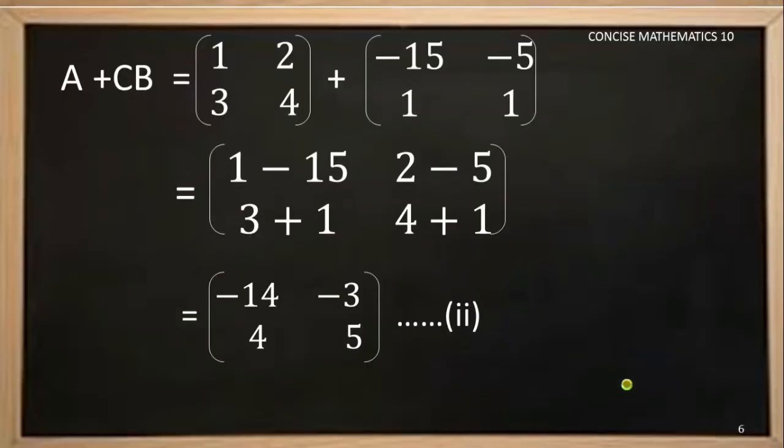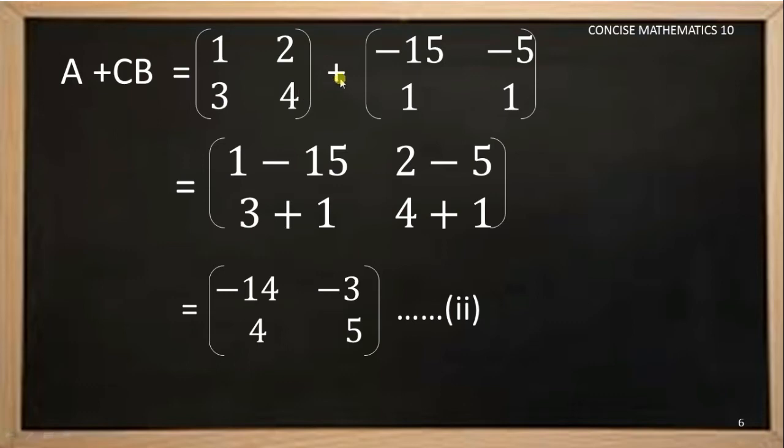Let us move on to the next step, that is A plus CB. Consider the matrix A and the matrix CB, the product which you have calculated in the previous step. Add the corresponding elements. 1 plus of minus 15 is minus 14. 2 plus of minus 5 is minus 3. 3 plus 1 is 4. 4 plus 1 is 5. So this is the solution for sub-question 2.